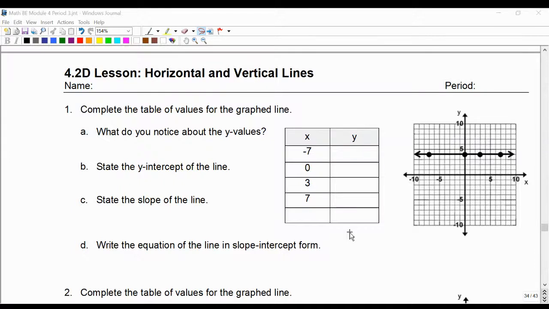This is the 4-2D lesson. We're going to focus on horizontal and vertical lines. Horizontal lines look like this, like a horizon line, and vertical lines look like this.